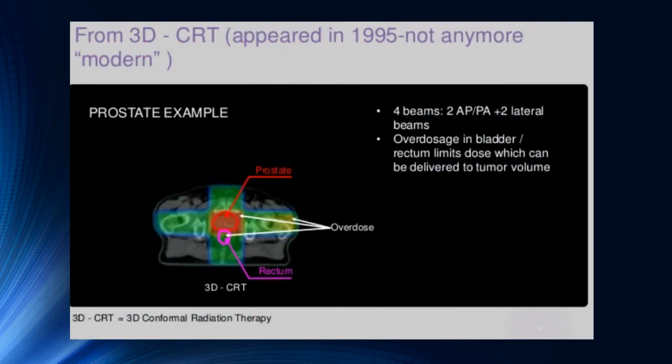Here we have a prostate plan example done using the 3D conformal radiation therapy. We can see that there are 4 beams, 2 anterior posterior and 2 lateral beams, and there is a noticeable overdose near the rectum area. The overdose not only affects the organ at risk, which is the rectum and bladder here, it also limits the dose that is being delivered to the tumor volume.